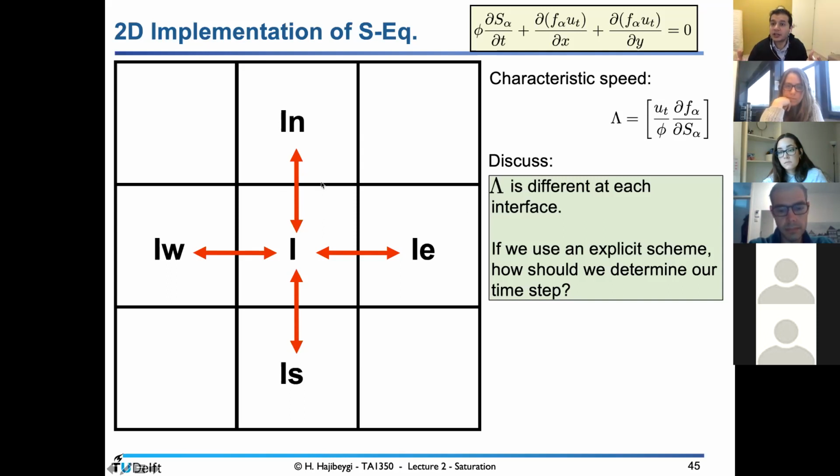Remember, you want to do that to calculate your characteristic speed, so you don't even know your upwind direction at that stage. You will know your upwind direction based on the sign of lambda. So you don't know anything yet. You want to start the simulation. You want to find out what the lambda is. So you need to calculate your lambda at that interface. How would you do that? We do an averaging most of the time. If saturation here and saturation here we know from n, we take an average and calculate the lambda.